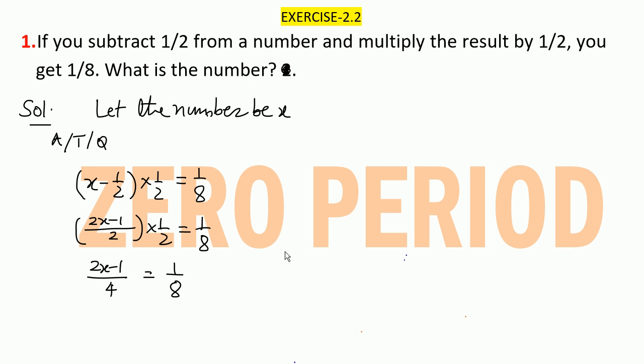Then do the cross multiplication work. Take 8 there at LHS and 4 at right hand side. So (2x minus 1) into 8 is equal to 4 into 1. When we multiply this 8 by 2x, we get 16x minus 8 is equal to 4.